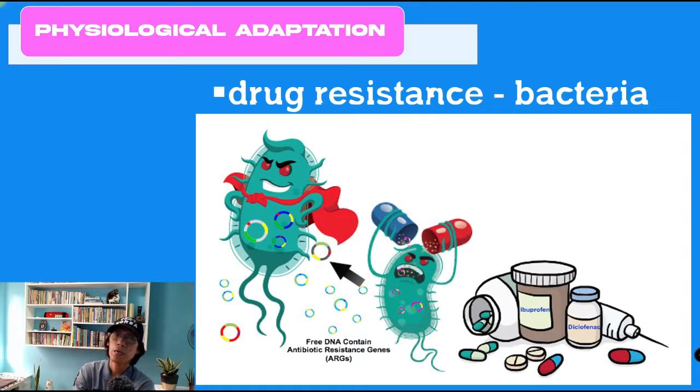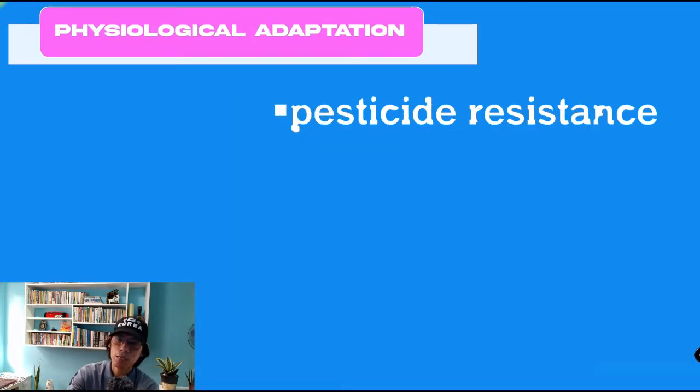Let's look at drug resistance. How does it work? So here, you have a set of antibiotics applied to certain types of bacteria. What happens is not all bacteria die during the administration of the antibiotics, and those who survive the exposure to the antibiotics would develop immunity or resistance. And because of that, you have to use a higher dosage or use another type of medicine to kill or eliminate the drug-resistant bacteria. So you will notice it says here, free DNA contain antibiotic resistance genes. So that's physiological adaptation.